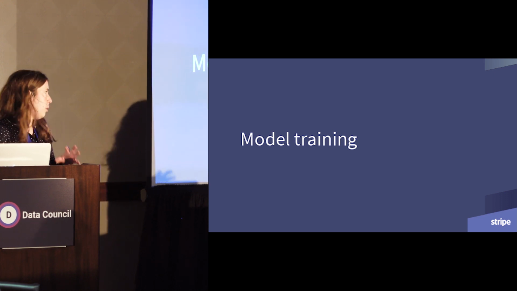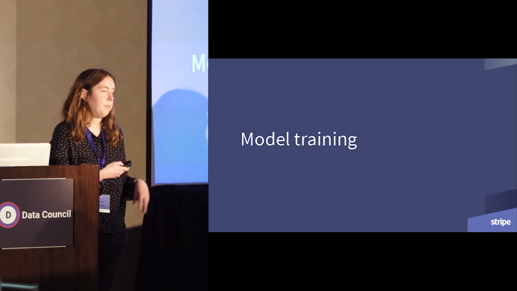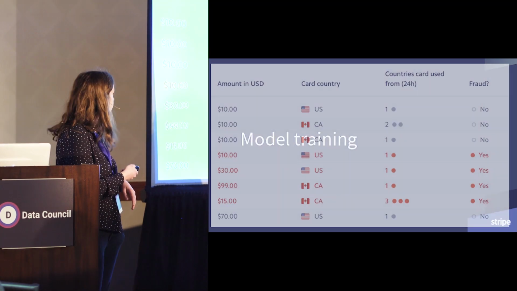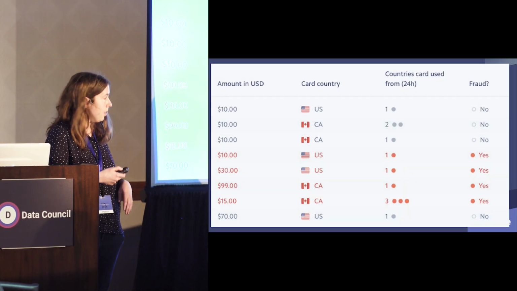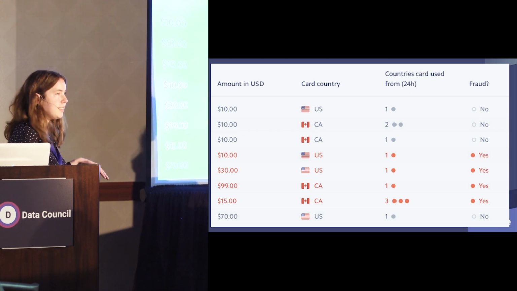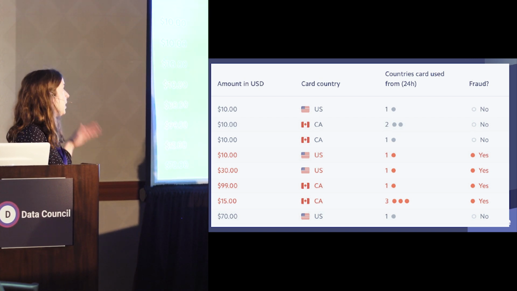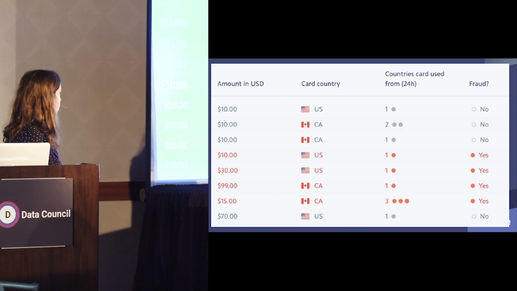Now I'll tell you a little bit about how we do model training for these types of applications, and focus in a little bit on Radar, our fraud product, as the example there. This is a very simplified view of what could be a training data set for evaluating fraud. Each of the left 3 columns are potential features. Each row is an observation, and then the rightmost column is the label.